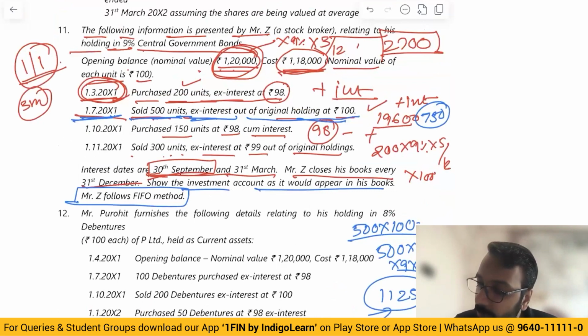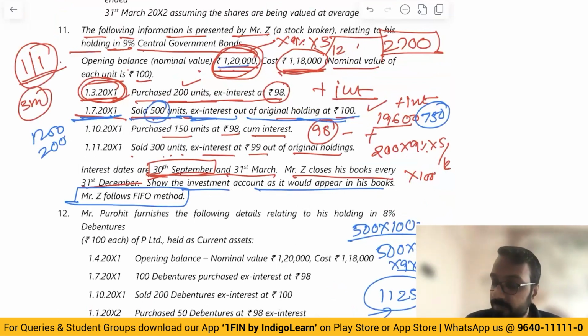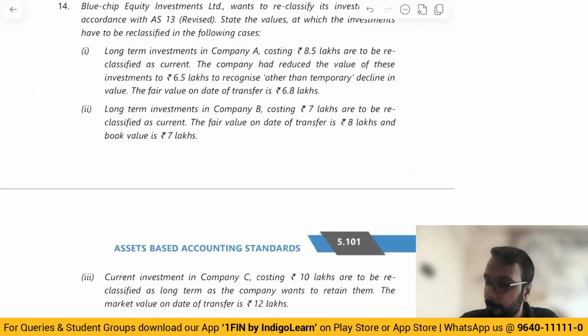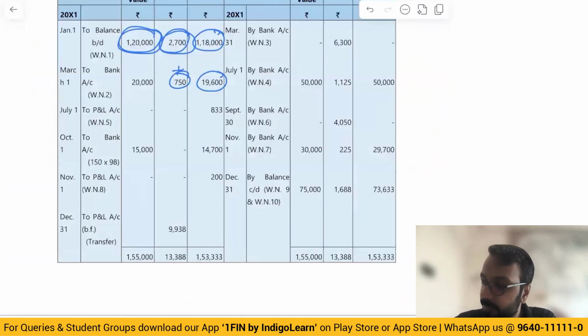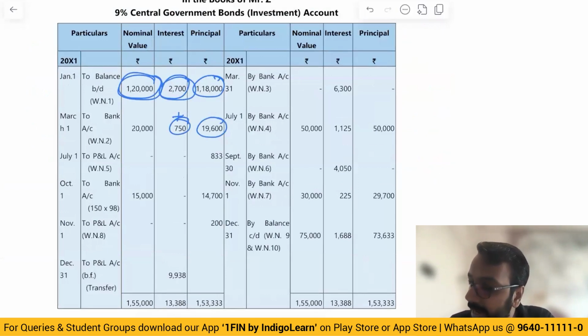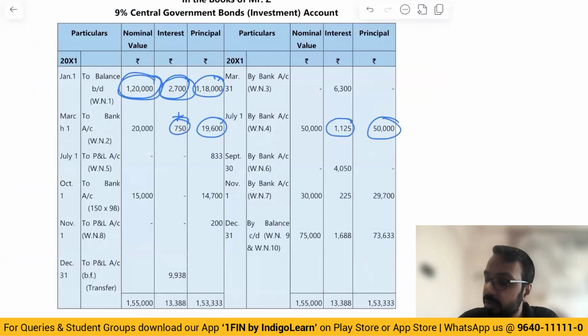So we have opening balance of 1,200. Current year purchase of 200. We sold 500. When we sold this 500, we sold out of this 1,200. So cost that is relevant is 1,18,000. By bank, sale proceeds of 50,000 that we have received, right? Then we also received 1,125 of interest that we have collected, right? Now we have to calculate what is the profit element on this sale. That is the first thing.